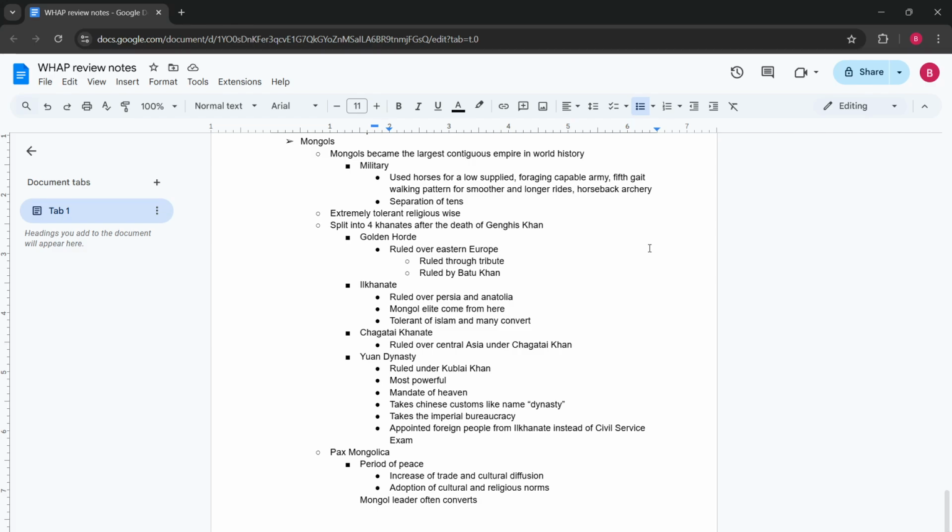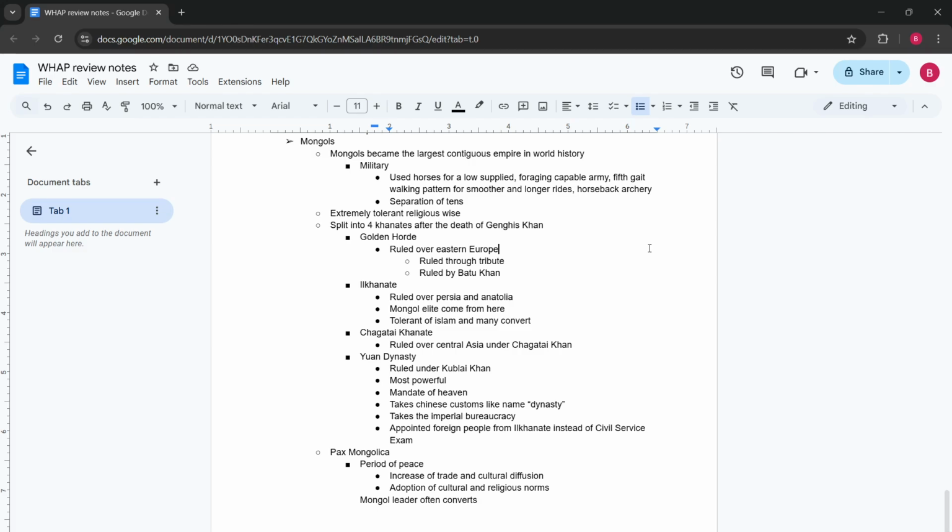from their city states. The Ilkhanate ruled over Persia and Anatolia, and most of the Mongol elite for all the other khanates would come from there. They were especially tolerant of Islam, and many converted. It was probably more rare to find a Mongol who hadn't converted. That was just how widespread it was. Then there's the Chagatai Khanate. They were probably the least important, though they ruled over the center of the empire, and the Yuan dynasty was the most powerful. They were ruled under Kublai Khan, and they had achieved the Chinese Mandate of Heaven.